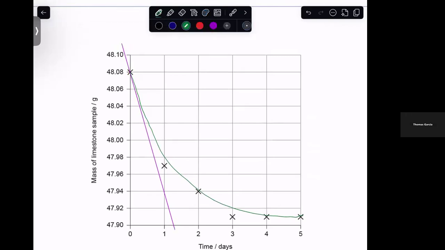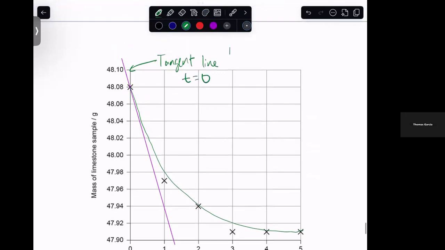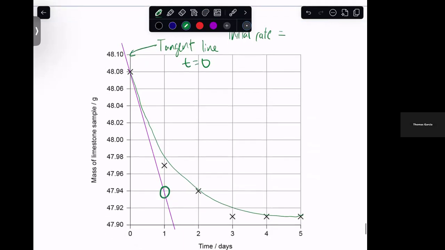So I'm going to take a tangent line to our time equals 0. That gives me my initial rate. Now, it's going to be sloped, so it's going to be rise over run. So if I look at my initial rate, I notice that I'm going to take the 2 points of intersection, which are right there and there.